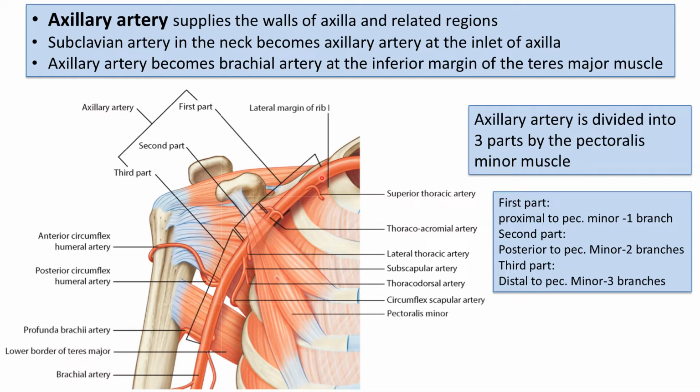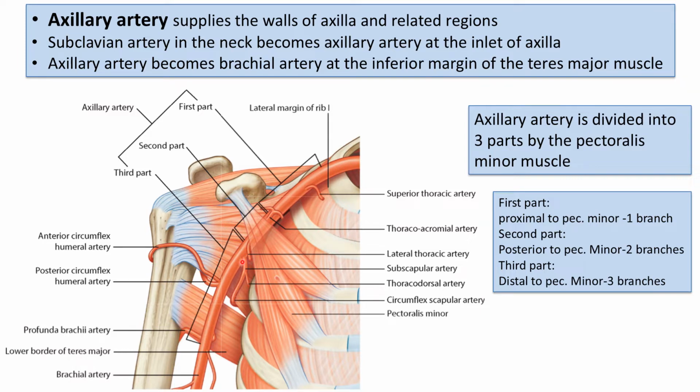Now from here, the axillary artery continues all the way down, and here this is the teres major muscle. At the lower border of the teres major muscle, this same artery changes its name, because of its position in the arm, to the brachial artery. So the extent of the axillary artery is from the outer border of the first rib all the way to the lower border of the teres major muscle. So this is the axillary artery.